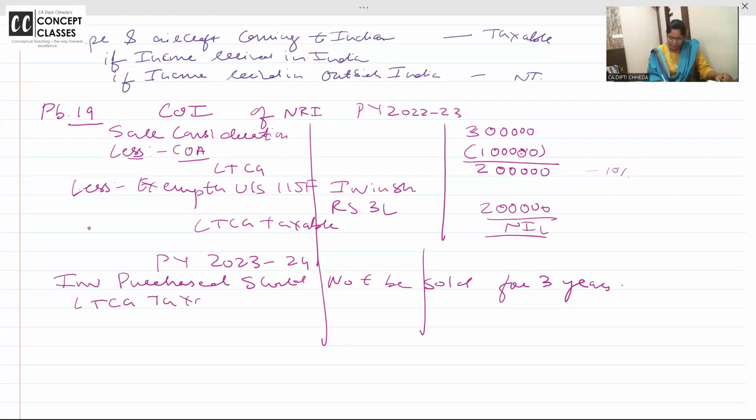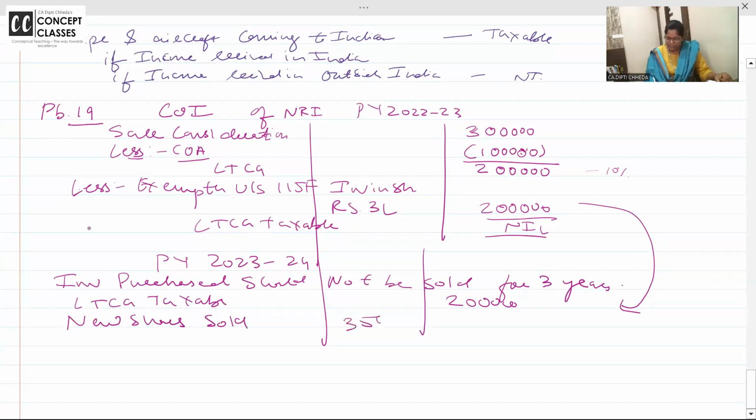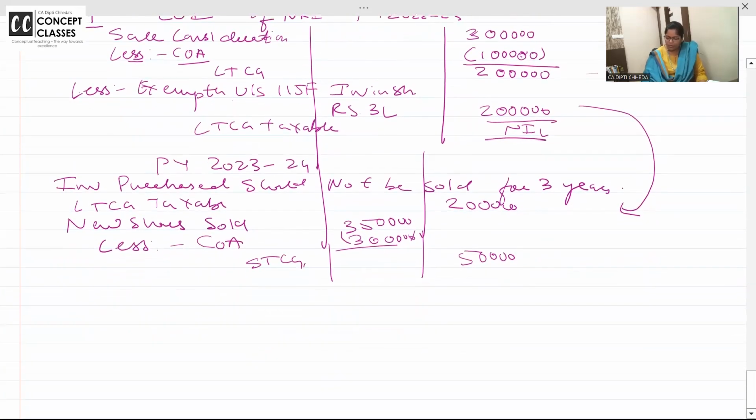Long-term capital gain will now become taxable. How much? 2 lakh rupees. This which was exempt has become taxable. And the new shares were sold for how much? 3,50,000. What was the cost of acquisition? You held it only 3 months. Cost of acquisition was how much? 3 lakh. Are you all with me? He invested 3 lakh, he bought for the full 3 lakh. So this will be taxable as short-term capital gain. Total income.